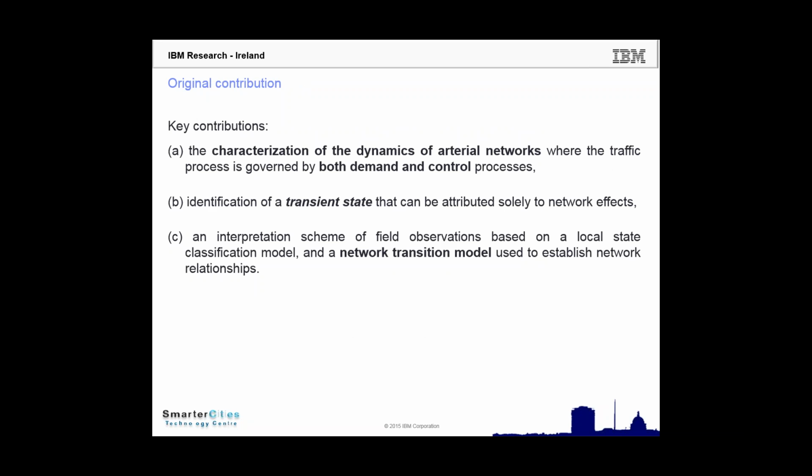So the original contributions of the research are three. First of all, we characterize the dynamics of the arterial networks, and we take into account both the demand and the control side of the problem. Then one of the main insights from this characterization was the identification of a transient state that can be attributed to network effect. Then we also developed a network transition model used to establish and model the network relationships. A network transition model that is able to tell you how the queues and congestions will propagate through the network.